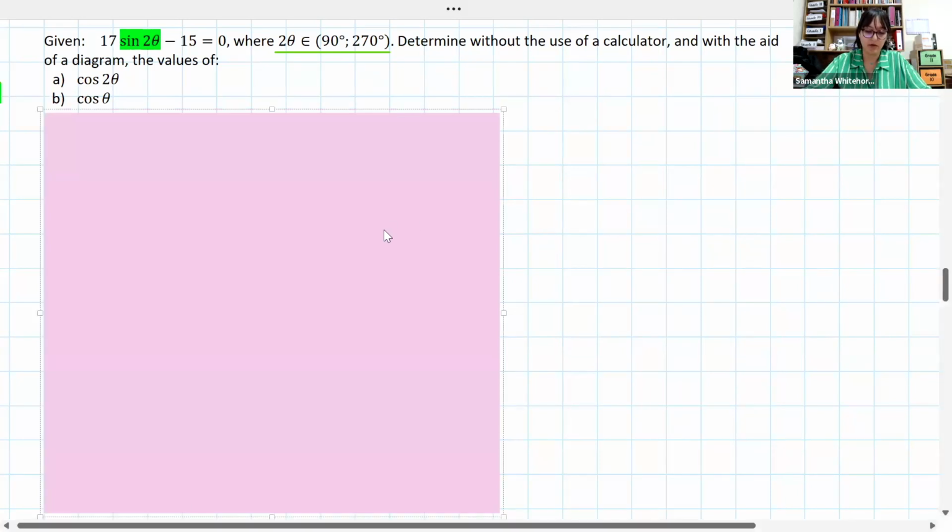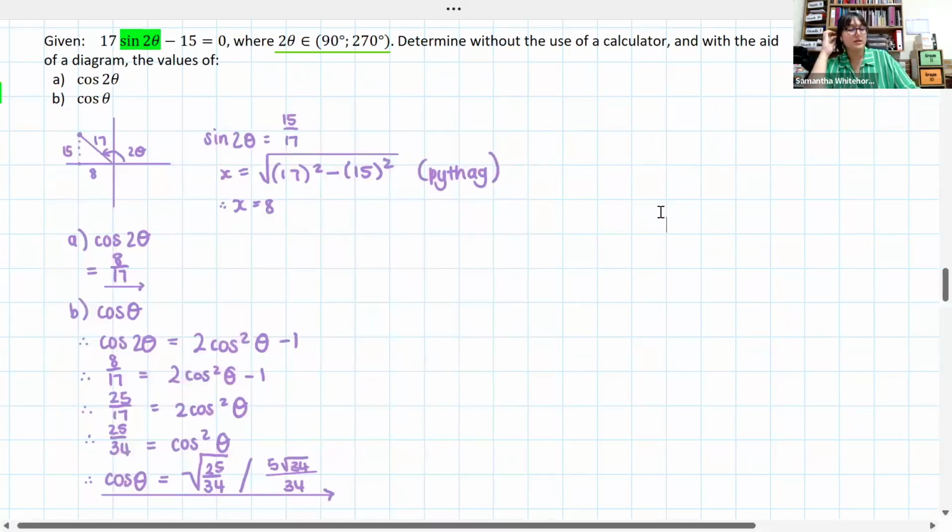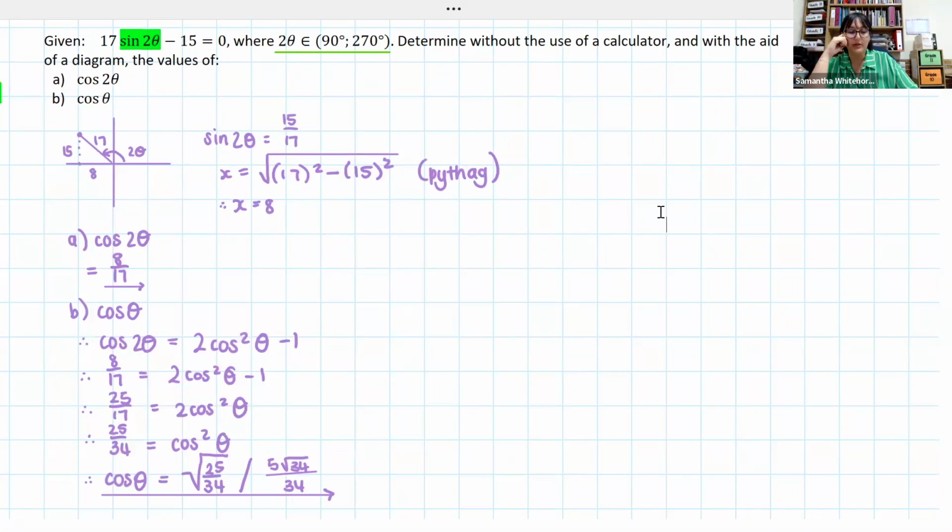Okay, guys, let's have a look. All right, so like I say, you need to first isolate your trig ratios. So you need to get that sine 2 theta alone. Once you've done that, you got 15/17. So sine's positive. It was somewhere in quadrants 2 or 3. So we're in quadrant 2 because that's where sine's positive.